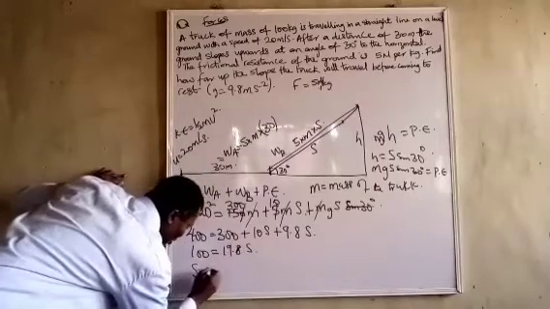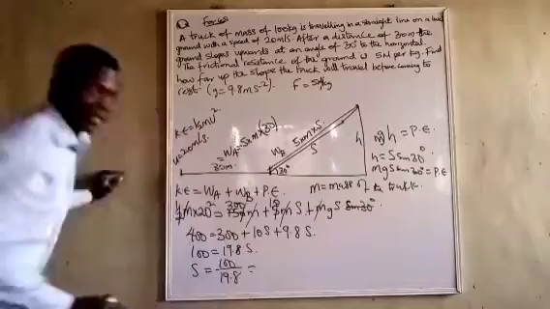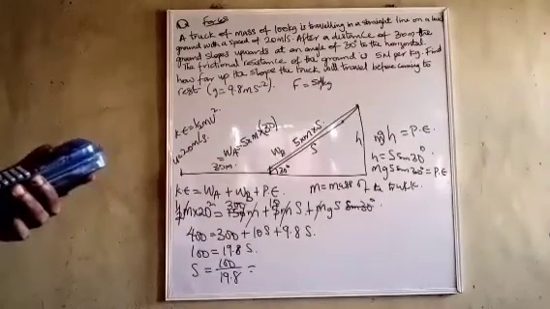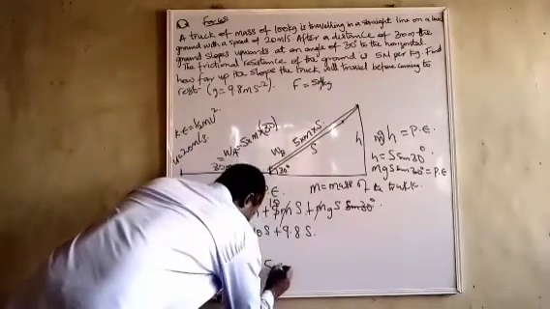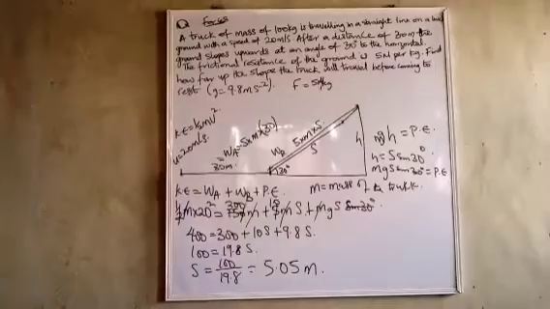Therefore, 100 is equal to 19.8 s. So, s equals 100 over 19.8, and that gives me 5.05 meters. That is 5.05 meters.